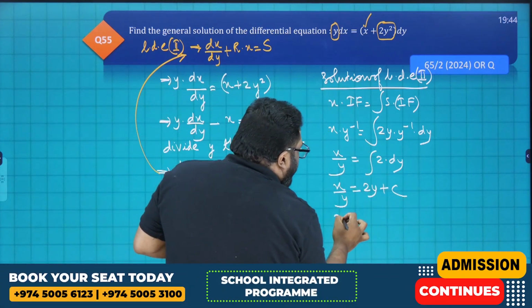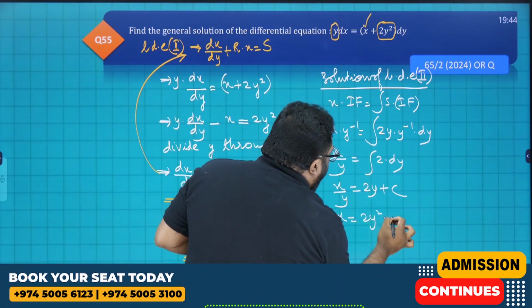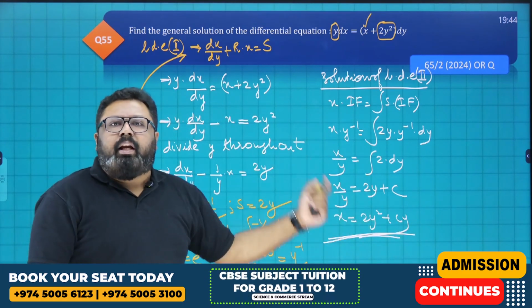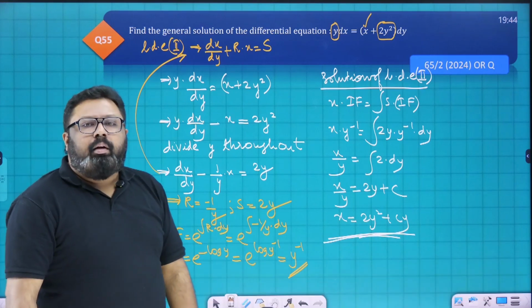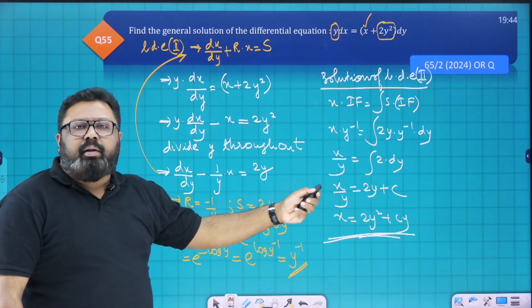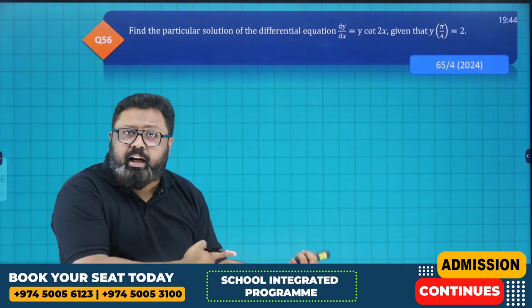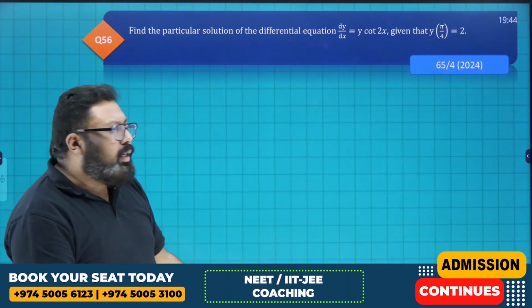Only general solution. Beautiful question. x is equal to 2y squared plus cy. Answer over. Very, very simple 3-mark question for the board exam. I hope everybody is clear. Yes, my dears? Okay, next question. Only identification is difficult. You see that, right? Once identification is done, the question is easy.